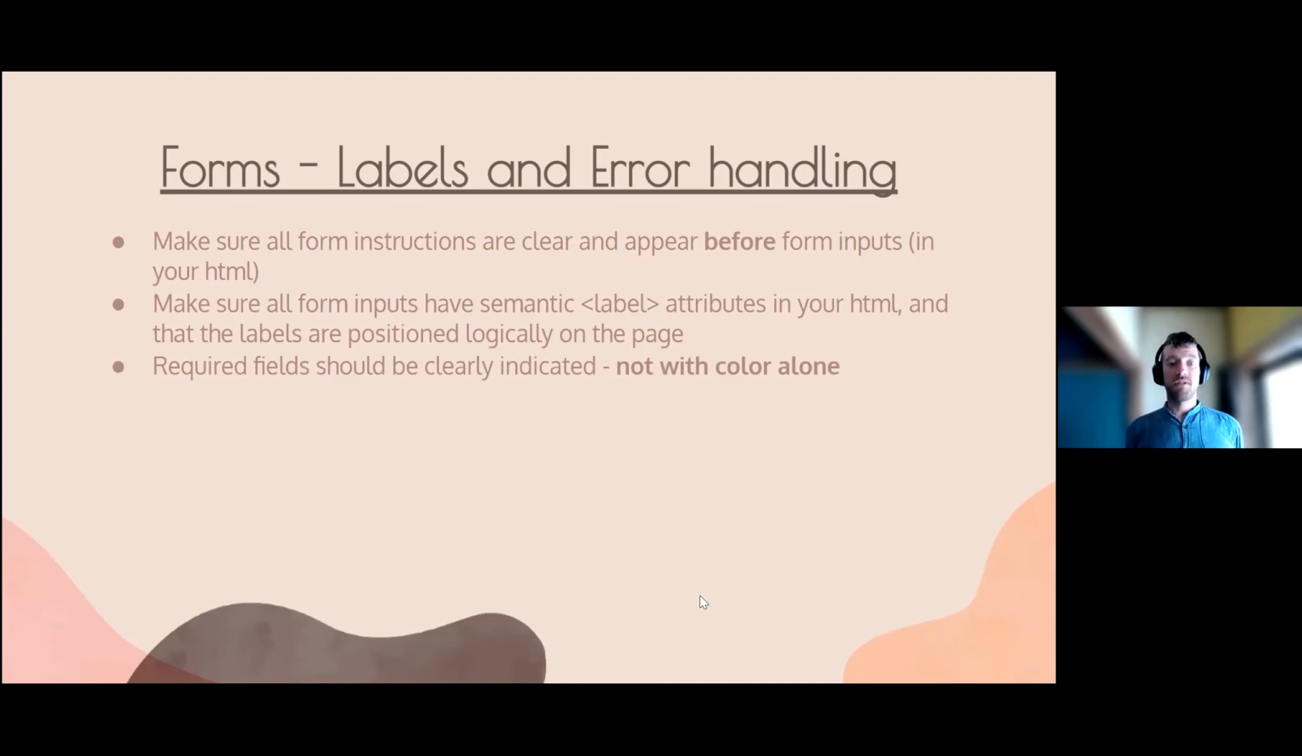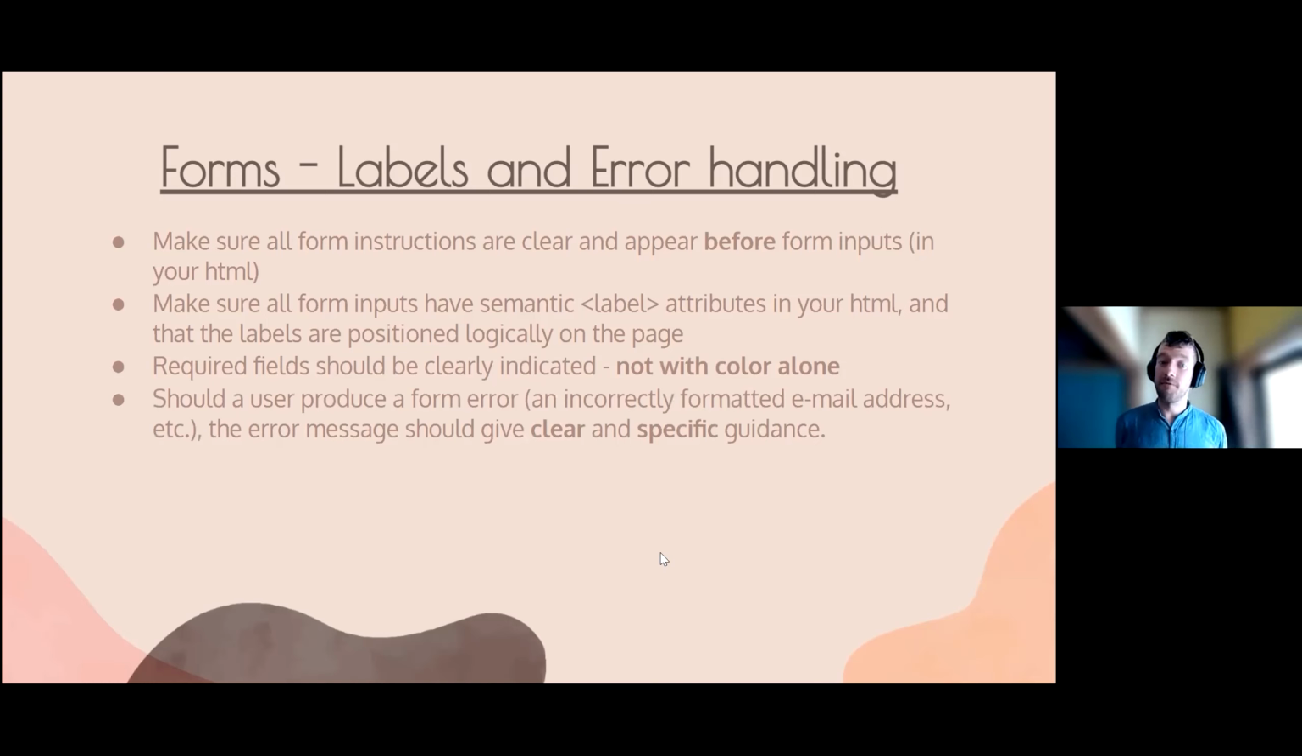Make sure that required fields are clearly indicated and not with color alone. So you see this all the time. If there's a field that's required and you don't put any information there, the label will, for instance, turn red to indicate, hey, you need to put information here. That's not going to work for somebody with a screen reader. So it needs to be clearly indicated that a required field is required.